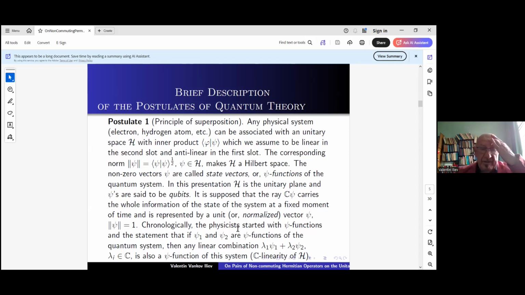Chronologically, the physicists started with psi functions, and the statement that if psi1 and psi2 are psi functions, then any complex linear combination is a psi function, is included in this axiom. But in fact, it is just the C-linearity of our space H. So it is included automatically.